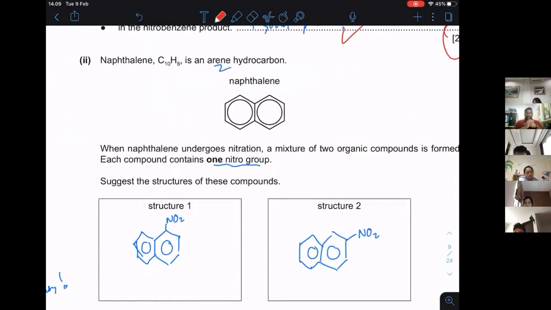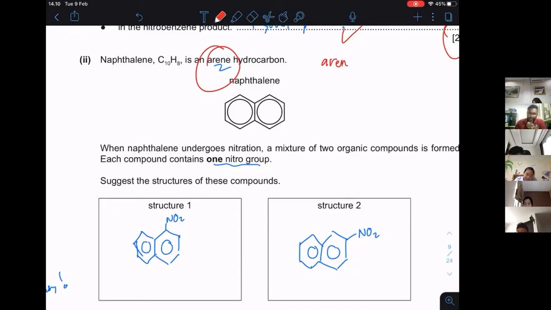Now, next, naphthalene is an arene hydrocarbon. Do remember the difference between arenes and aliphatic compounds. Aliphatic is more towards straight chains; they don't have any benzene ring inside. But in this case, they already mentioned that you have an arene hydrocarbon.